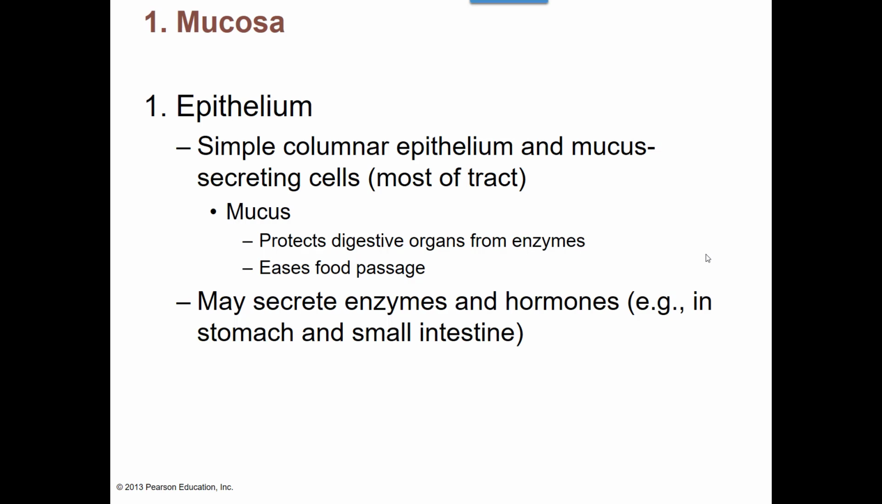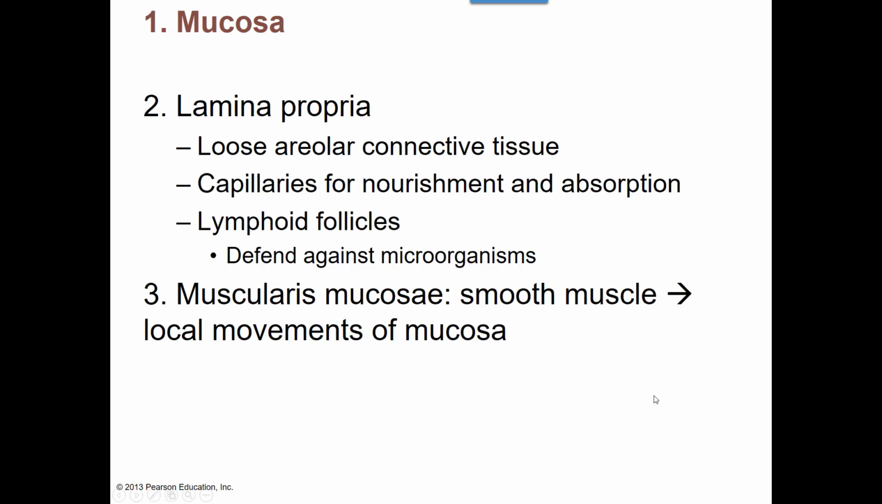It may also secrete enzymes and hormones into the stomach and the small intestine to aid in digestion. The lamina propria layer contains loose connective or loose areolar tissue. It also has blood vessels for nourishment and absorption. It has lymphoid follicles that can defend against microorganisms getting in. And the 3rd layer of the mucosa is the muscularis mucosae, which is made of smooth muscle, and it just aids in the movements of the mucosa, the fact that it can move and contract a little bit.